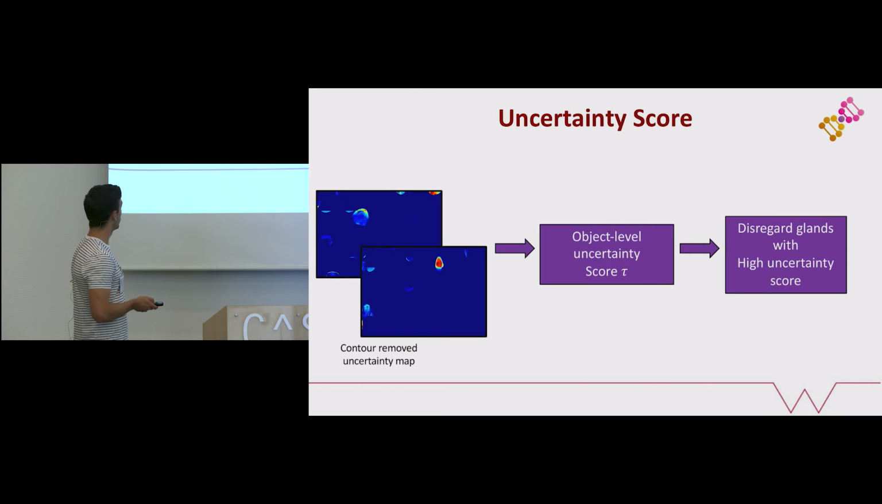With this refined uncertainty map, we give an instance level uncertainty score. For each prediction that's been output by the network, we associate an uncertainty score. This is done by looking at the binary output and the associated contour-removed uncertainty map, and we take the mean value within that uncertainty map. Then the idea is we can disregard those instances with a high uncertainty score.